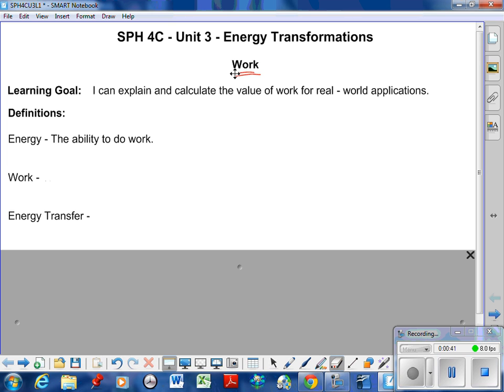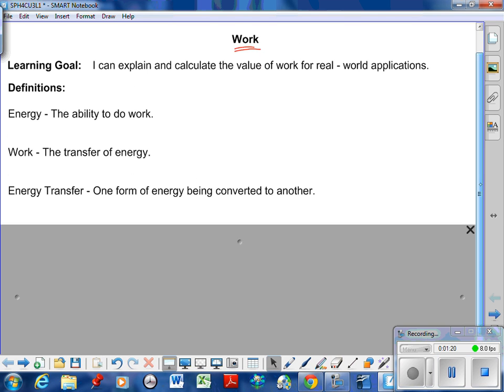So energy is the ability to do work. So what is work? Well, work is the transfer of energy. And what does that mean? So all three definitions are linked together. Energy transfer is one form of energy being converted to another. So when they ask you to take the garbage out to the end of the road for pickup, you are using your biological energy to convert it to motion to pick up that garbage bag and mechanical energy to move it to the end of the lane. So that is that energy transfer that we are talking about.